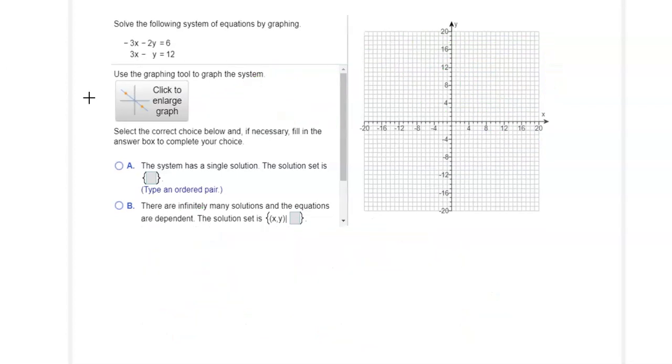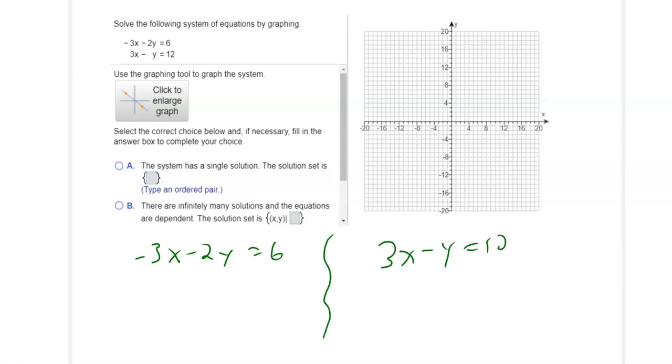All right, same problem, hopefully a different outcome this time. So we have negative 3x minus 2y equals 6, and we have 3x minus y is equal to 12. We want to solve this system by graphing. And so we will use the same technique as the last problem because it's set up exactly the same way. We'll do x and y intercepts. So we'll do x-intercept, y-intercept. Hopefully that all fits on the screen okay.